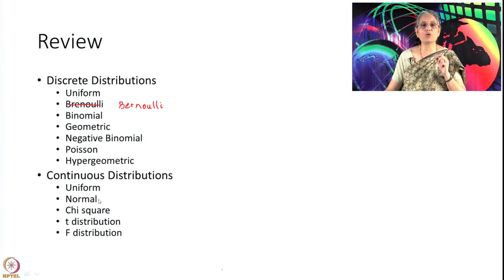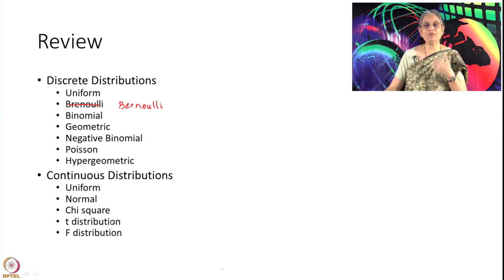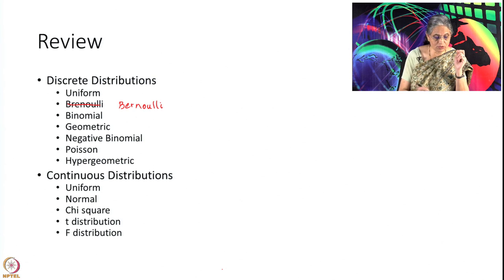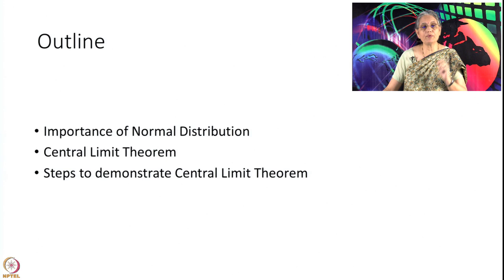Then we introduced a normal distribution, and we gave some distributions which are derived from the normal distribution, which are chi square, t distribution and f distribution. When we move on and look into inference in statistics, these distributions are going to play a very significant role. So we come to our present session.